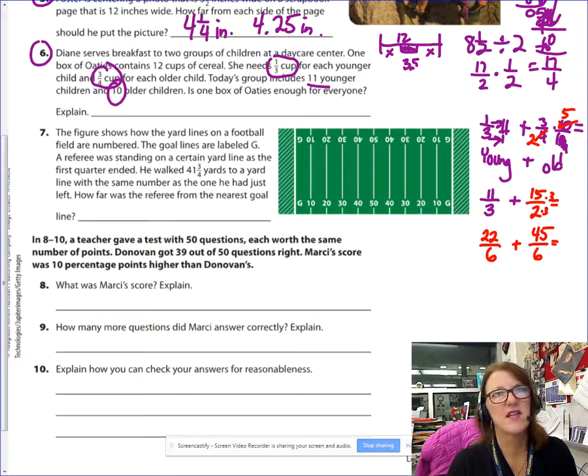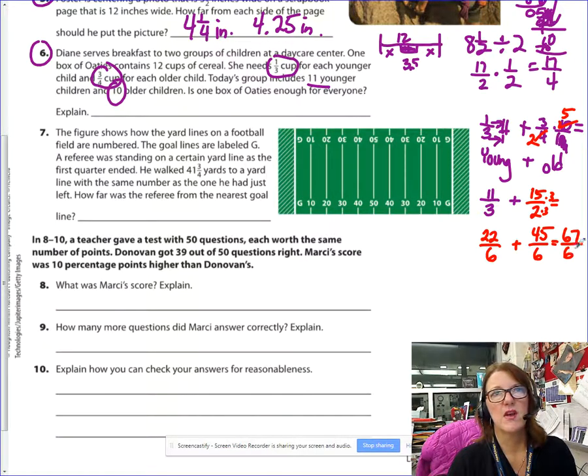45/6. That's hard to say. Gosh, so we get 67/6. Now, a lot of times in algebra, I say go ahead and leave that improper fraction that way, but we really need a clue as to how much this really is. So turn 67/6 into a mixed number.